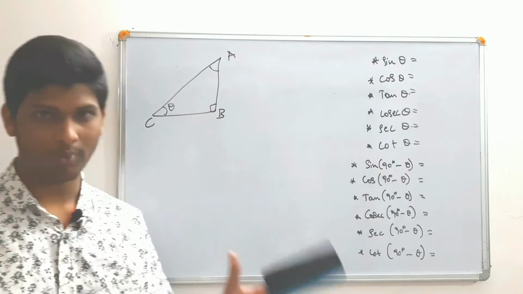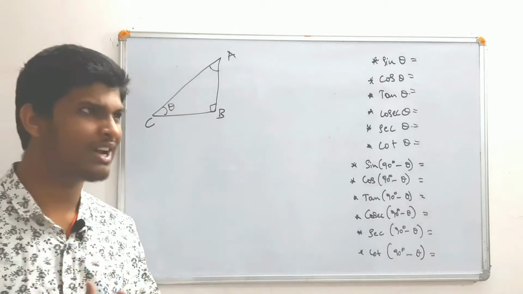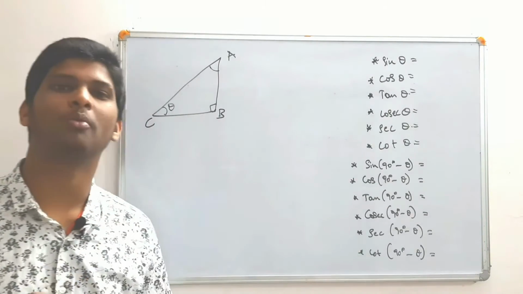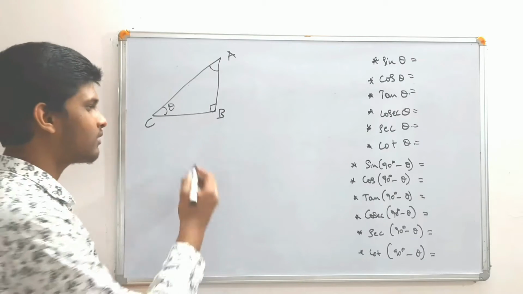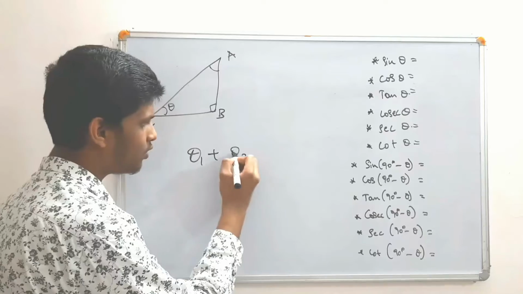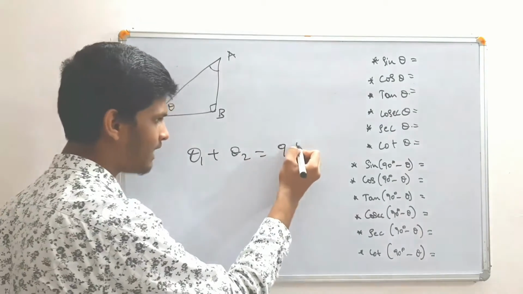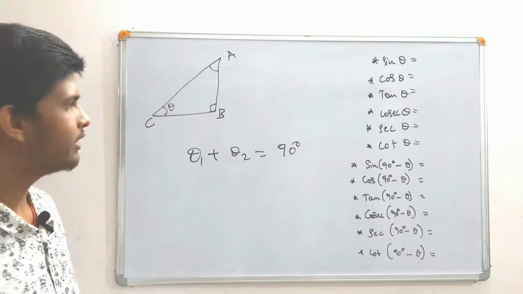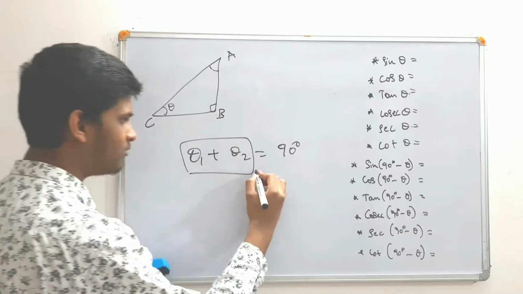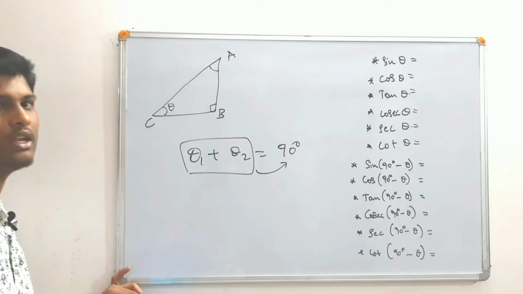Okay, so now let's find complementary angles ratios. What are complementary angles? First of all, what is a complementary angle? If you have two angles, theta 1 and theta 2, and their sum is 90 degrees, both angles are complementary angles because their sum is equal to 90 degrees.